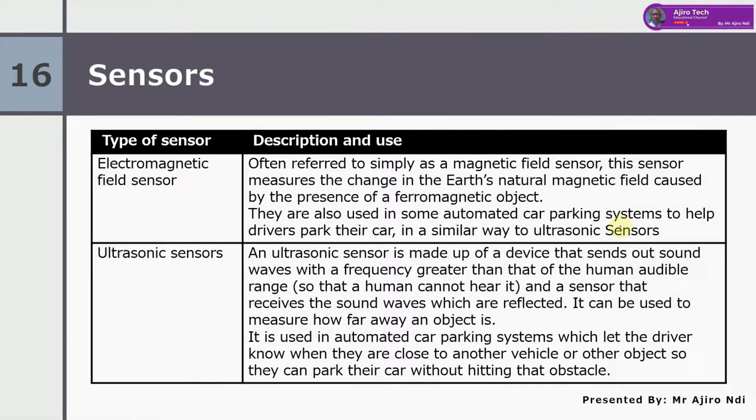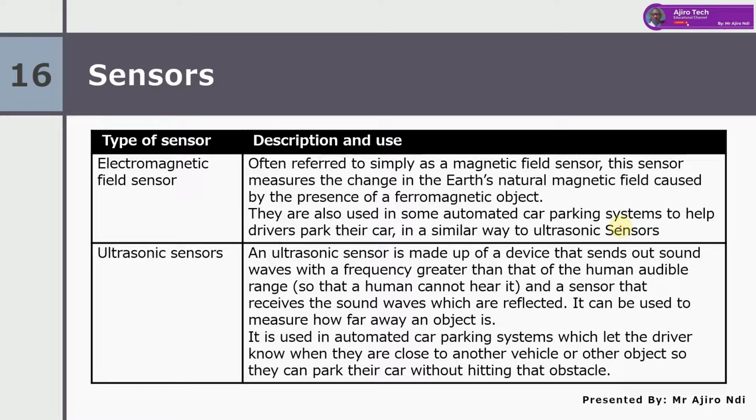Let's talk about the sensors in control. The first one here we have is the electromagnetic field sensor, or you could just call it a magnetic field sensor. What the sensor does is detect the change in the earth's natural magnetic field caused by the presence of a ferromagnetic object. For physics students, probably that will make sense.